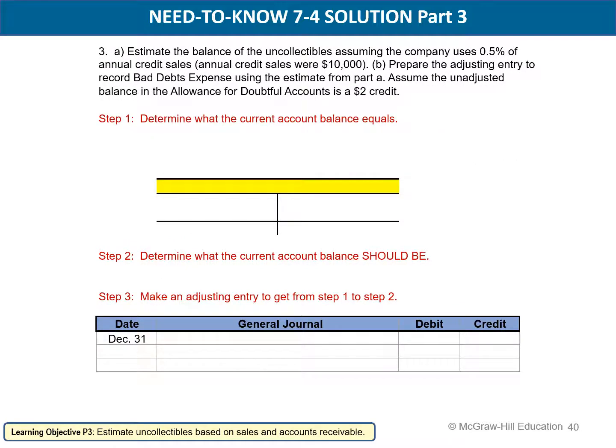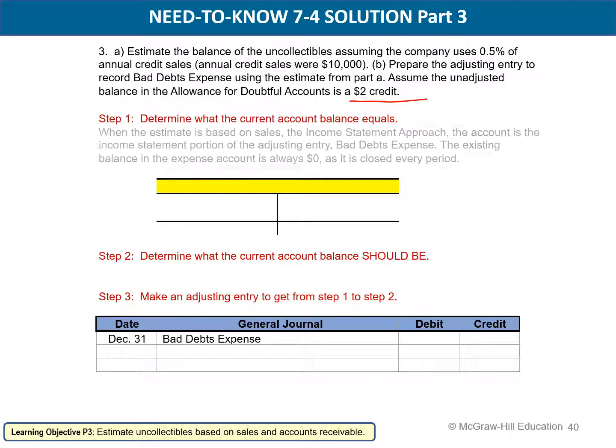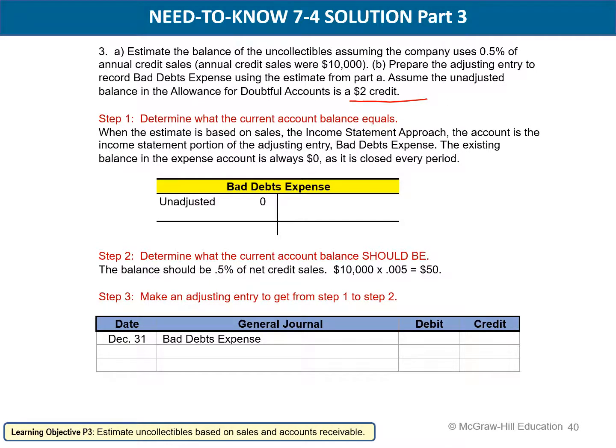All right. Now assume that they use 0.5% of annual credit sales, and annual credit sales were $10,000. And we have a $2 credit balance to start in our allowance. So we have a 0 bad debt expense currently. Our $10,000 times 0.005 is $50. So our bad debt expense needs to be $50. So to go from 0 to 50 in an expense account, which requires debits to increase the balance, we're going to debit bad debt expense and credit allowance. Okay?